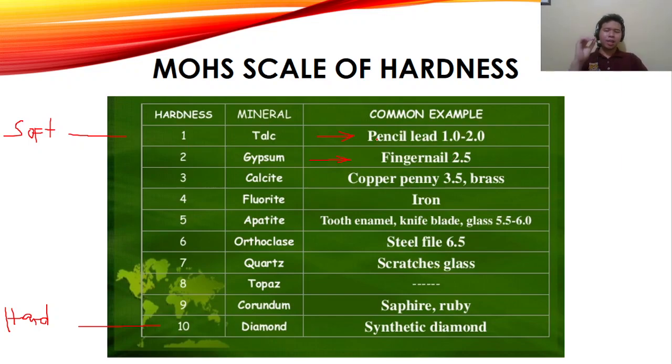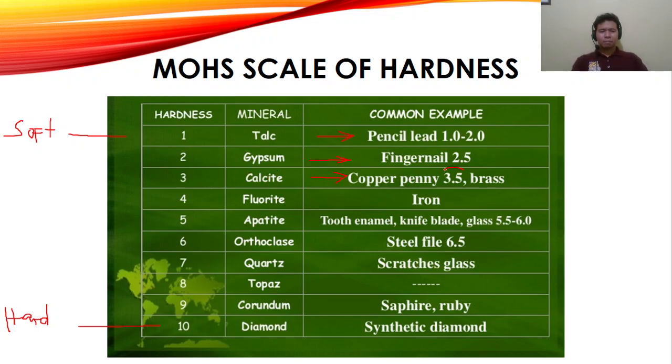Comparing talc and gypsum, talc is scratched by gypsum, meaning that gypsum is harder than talc, while talc is softer than gypsum. That's just the qualitative explanation of a certain mineral's hardness. Next, calcite. Calcite can scratch gypsum and talc. Therefore, calcite is harder than gypsum and talc.